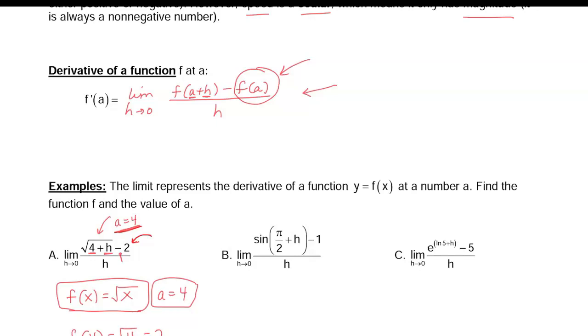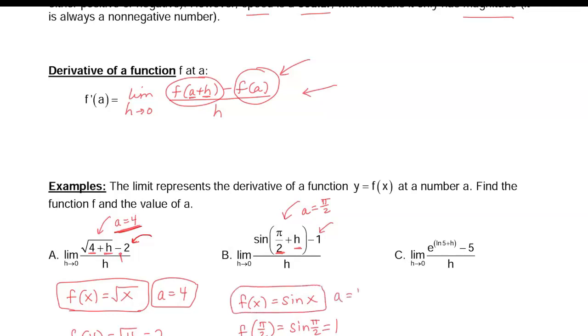I do the same thing for part B. The function is showing itself right here at the start. This pi over 2 is your a, and this is h from the formula up here. So it looks like a is pi over 2, and it looks like our function is the sine function. Before I box that up, I'm going to check and see if I'm right. Is f of pi over 2, which is sine of pi over 2, equal to 1? Yes, it is. There's the 1 right there. So our function is sine x, and a is pi over 2.